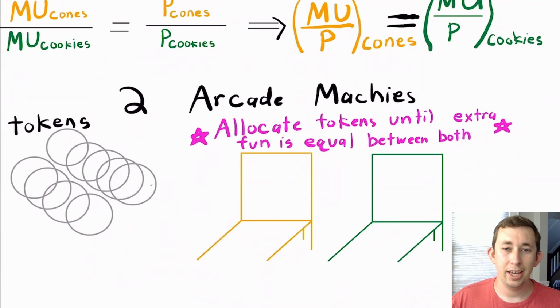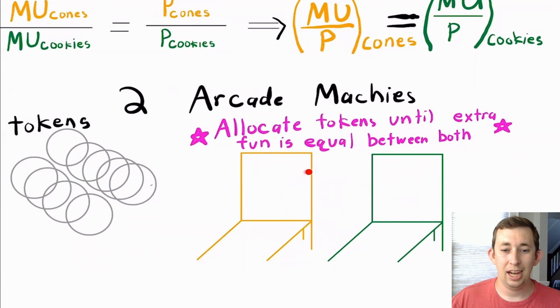Well, you're going to allocate your tokens between the 2 games such that when you get down to that last token, you're just as happy to play one game as the other game. So you say, okay, I've optimized, I'm using all my tokens as best that I can, and that means that I am just as happy to play this orange game at the end with my last token, and I'm just as happy to play the green game with my last token. Now, maybe the green game costs 2 tokens and the orange game costs 1 token.